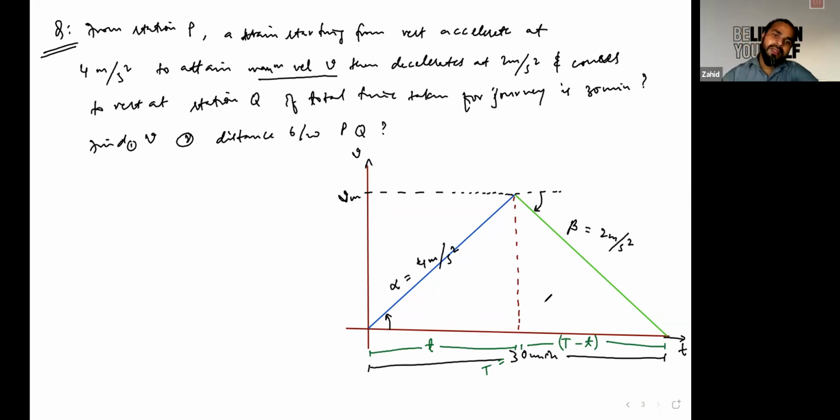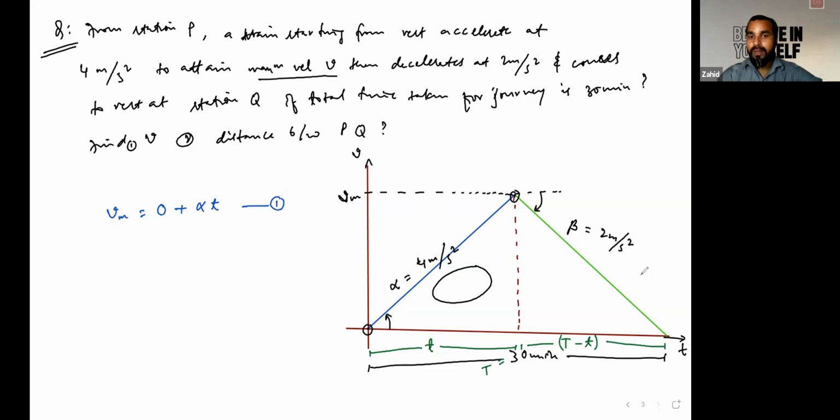Now we have two sections. The first section is this much, for which the body is accelerating from rest and its final velocity is nothing but v. So using the first equation of motion, we can write v max equals u plus a into t. Let's say this is your equation number 1.